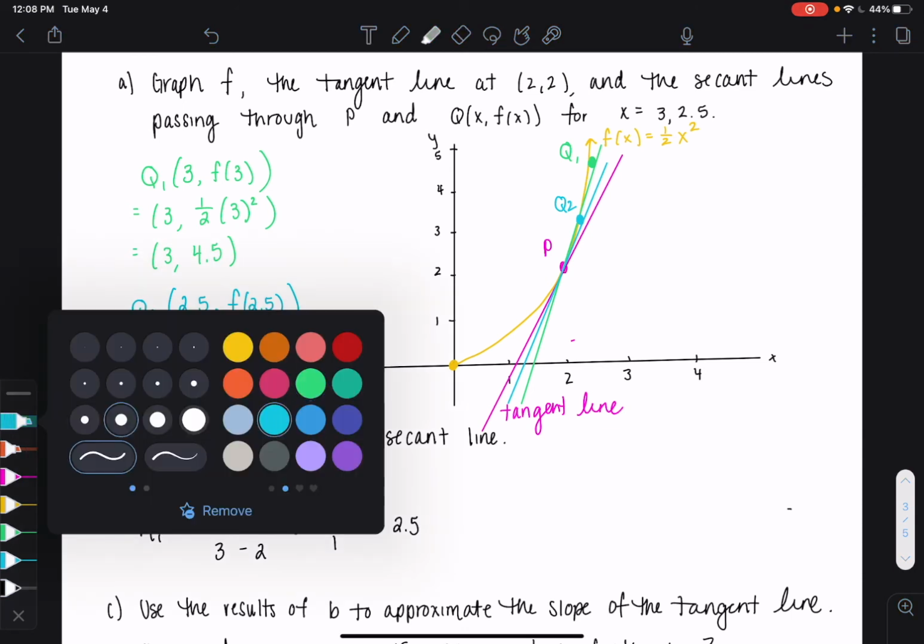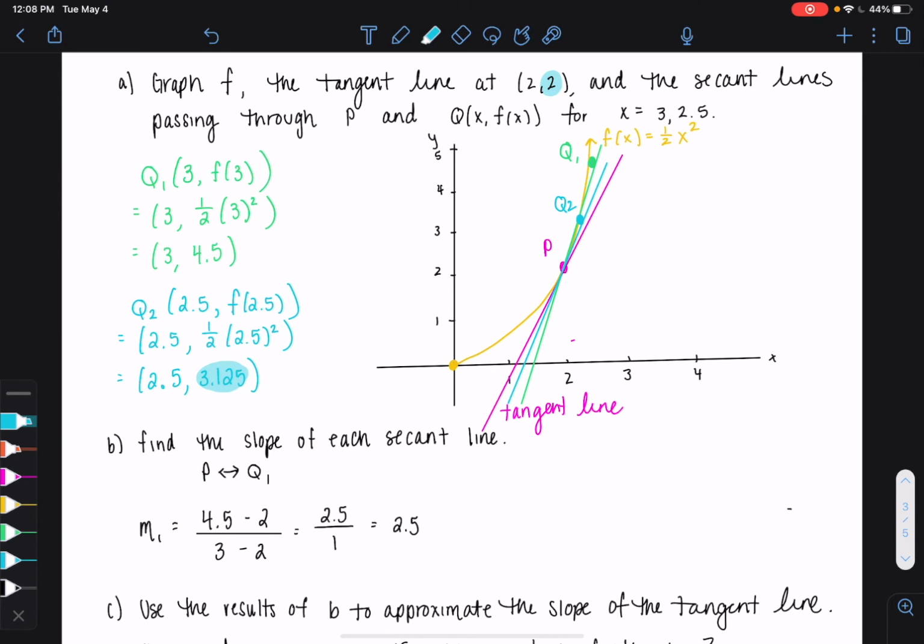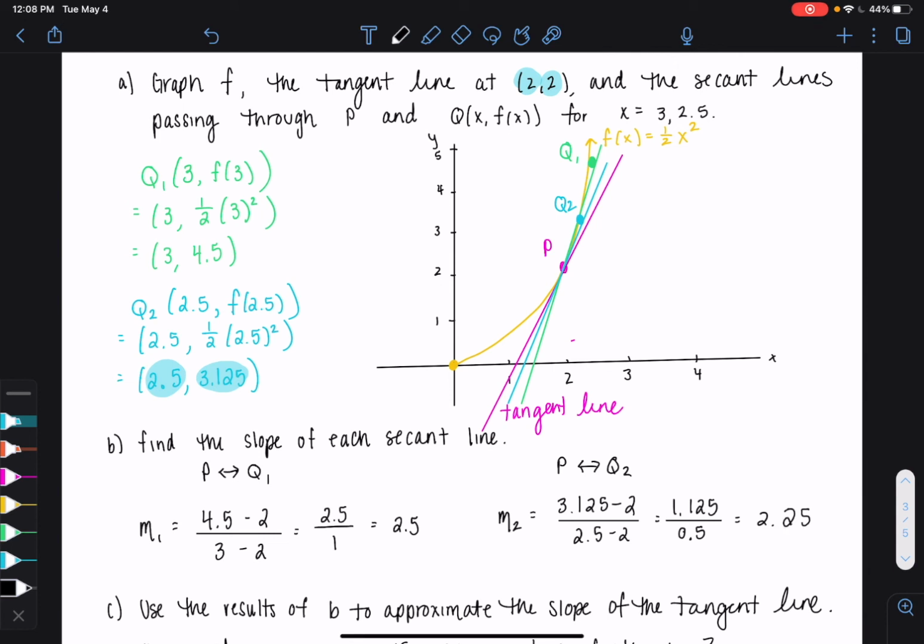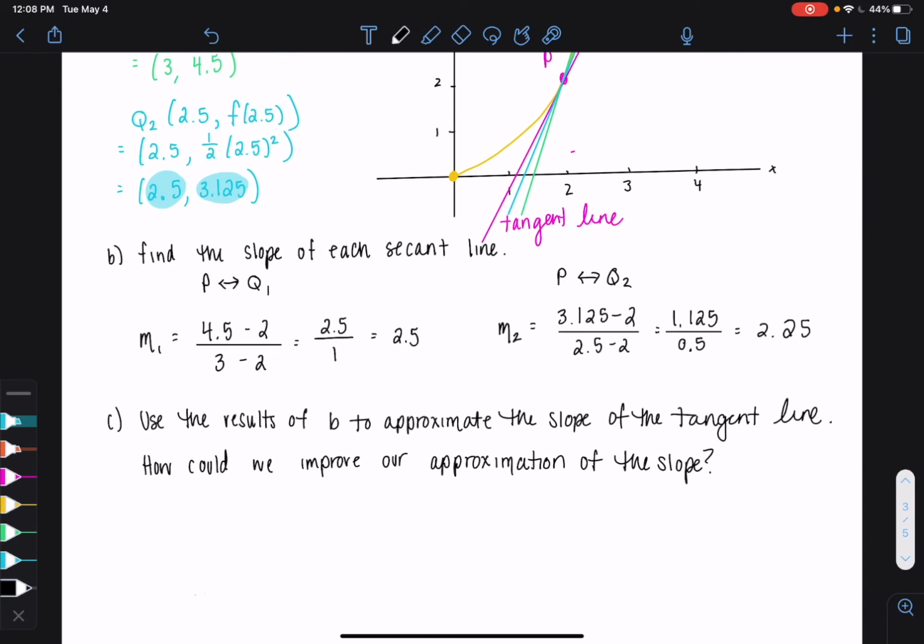Now if we look at our next one, if I look at the difference in these y values over the difference in x values, that will give us the slope between P and the point Q2, which I will call M2. My y values are 3.125 and 2, and my x values are 2.5 and 2. So this gives us 1.125 divided by 0.5, which is 2.25. So we want to use the results of this part to approximate the slope of the tangent line. And we want to ask ourselves, how could we improve this approximation?